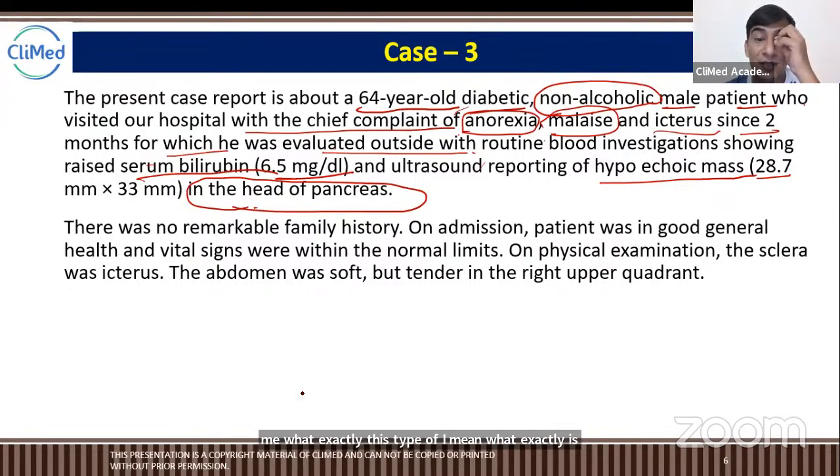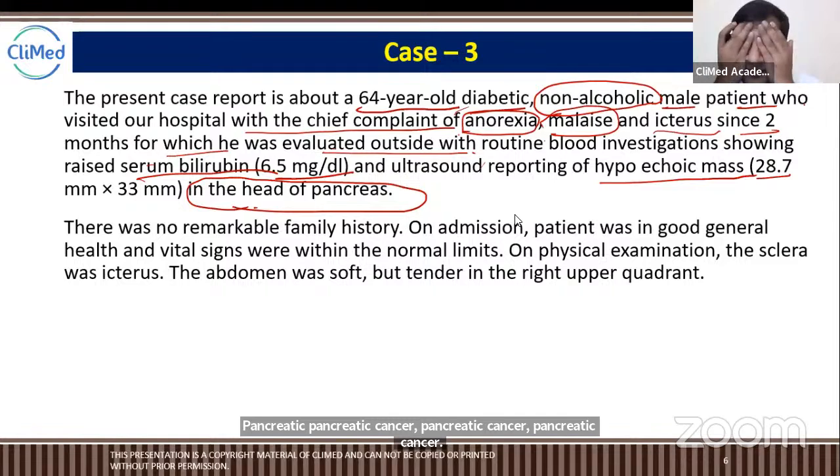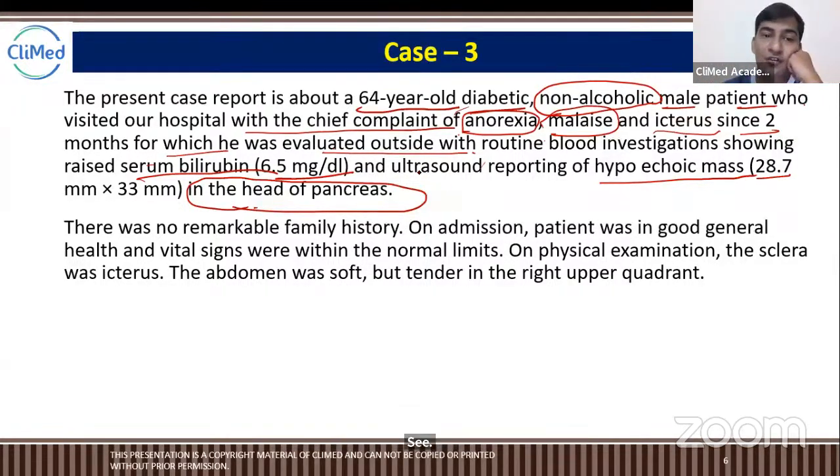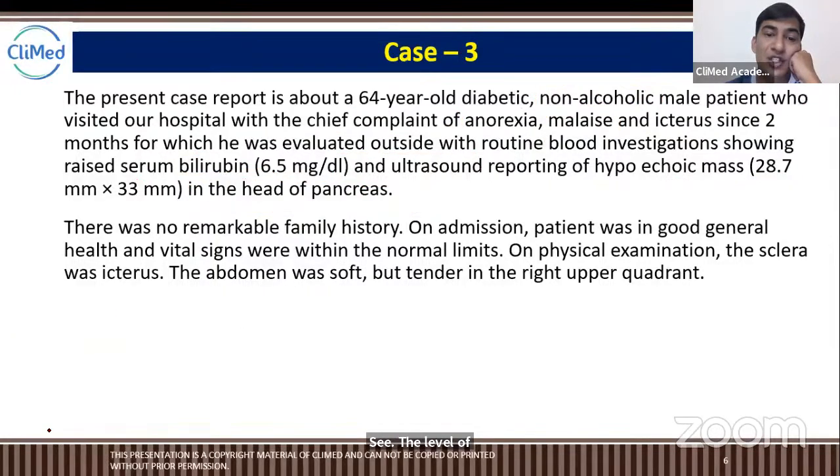If you can just tell me. Cancer of soft tissue, sarcoma. Hmm. Okay, jaundice, pancreatic cancer. Okay, pancreatic cancer, perfectly fine. Pancreatic cancer, I also buy it, because we are talking about pancreas. See, the level of bilirubin here, it is a very simple case to understand.